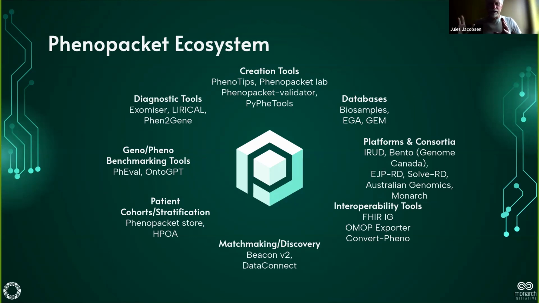So we've got the IROD, which is, I can't remember exactly, but it's a rare disease consortium in Japan for solving rare disease cases in Japan. Bento, which is a platform used by Genome Canada, the EJPRD, the European Joint Program for Rare Disease. This is a large consortium of groups within Europe who were one of the first adopters, and SolveRD, I think, is one of them. They were some of the first adopters of the Phenopacket.